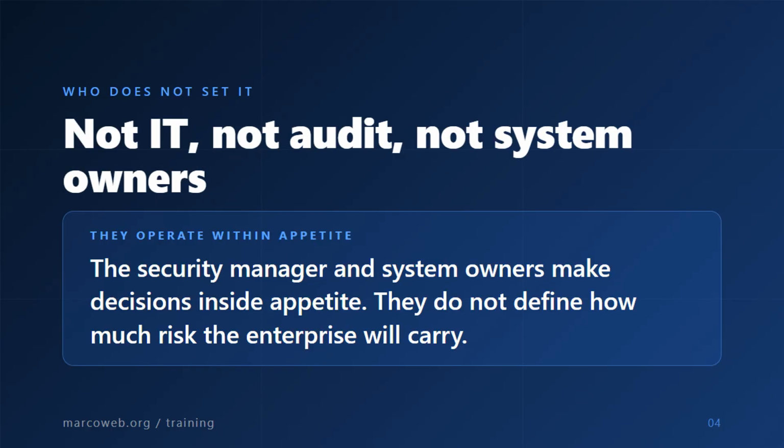Which is why appetite cannot be set by the IT security manager, or by individual system owners. They make decisions within appetite. They do not decide how much risk the enterprise as a whole will carry. An audit evaluates whether decisions stay within appetite, but does not set it either.